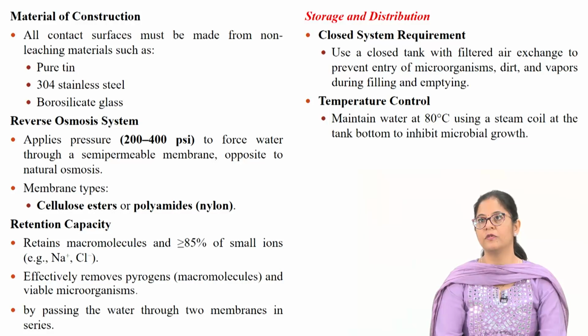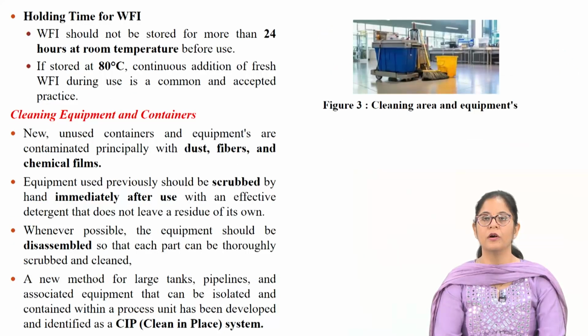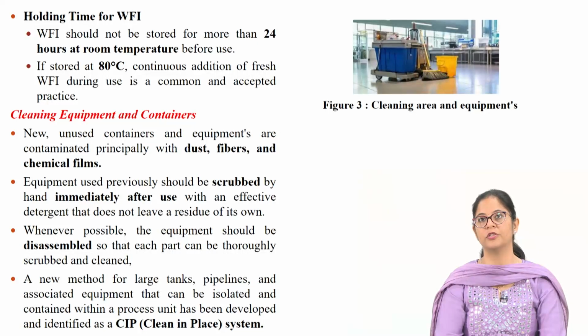Then the storage and distribution of the water is also important. A closed tank with filtered air exchange to prevent entry of microorganisms, dirt and vapors during filling and emptying is important. Temperature must be maintained at 80 degrees centigrade using a steam coil at the bottom of the tank to inhibit microbial growth. Also, the water for injection should not be held for more than 24 hours at room temperature before use, if not stored at 80 degrees centigrade. Continuous addition of fresh water for injection during use is a common and acceptable practice.